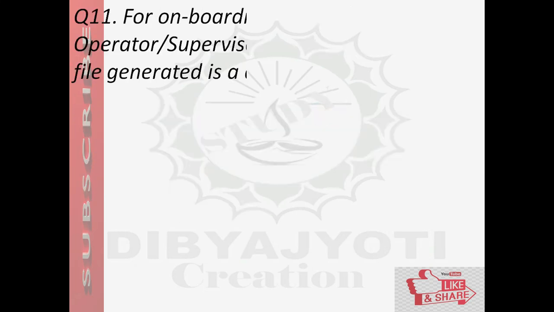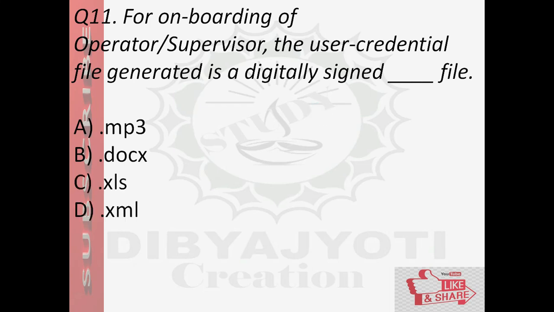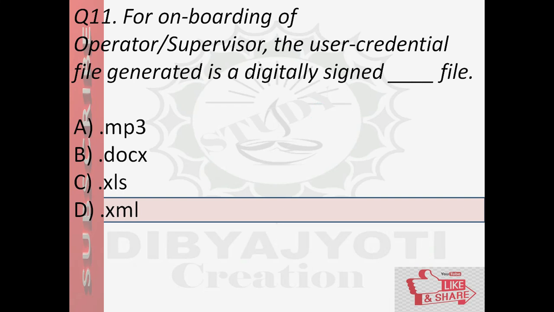The next, for onboarding of operator supervisor, the user credential file generated is a digitally signed by DASH file. Options are option A, .mp3. Option B, .docx. Option C, .xls. Option D, .xml. And answer is aadhaar.xml.